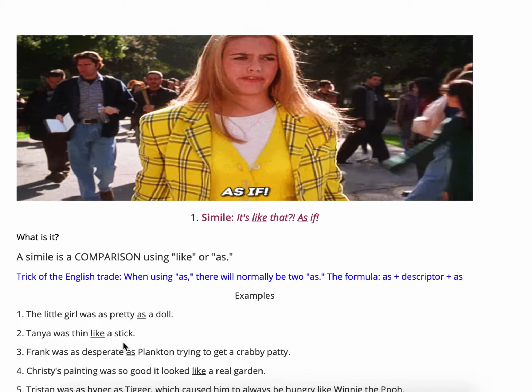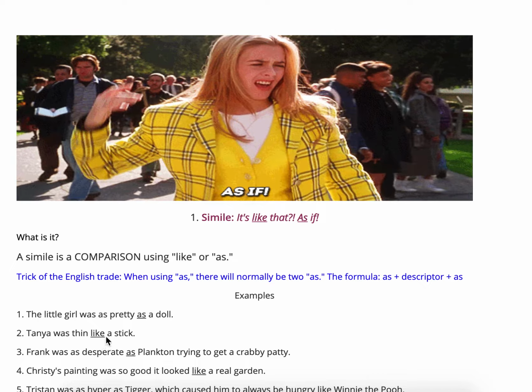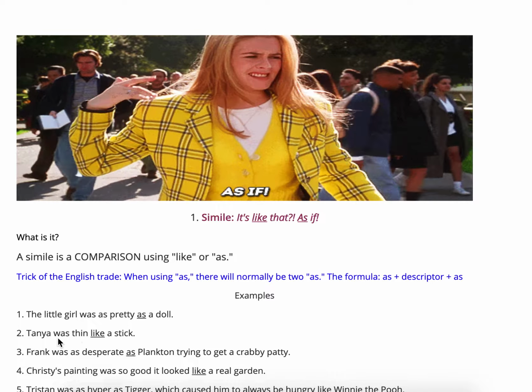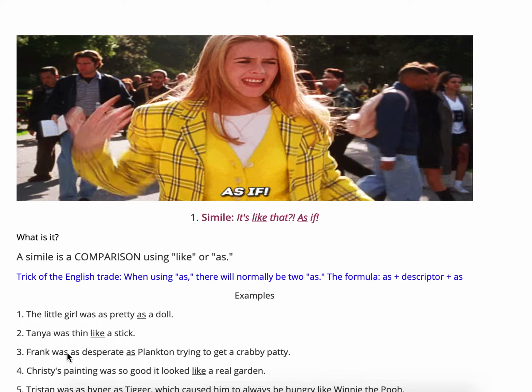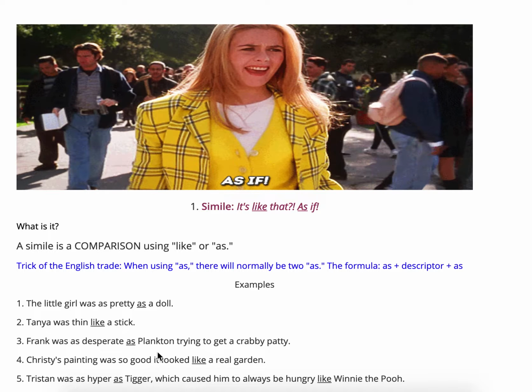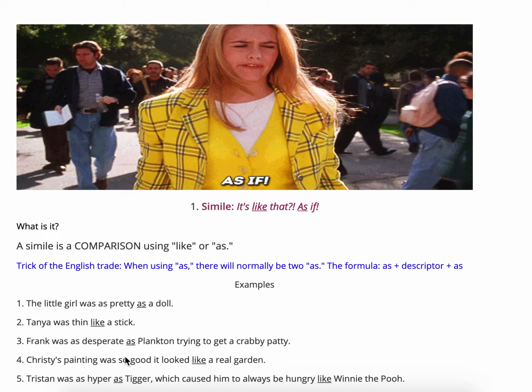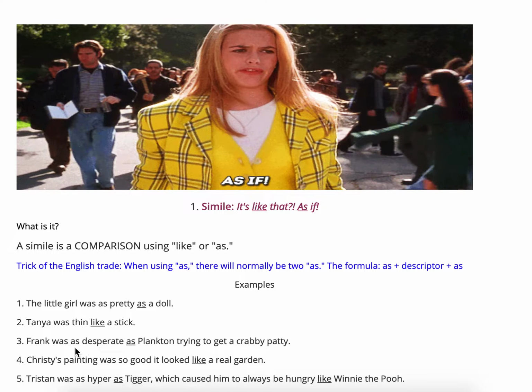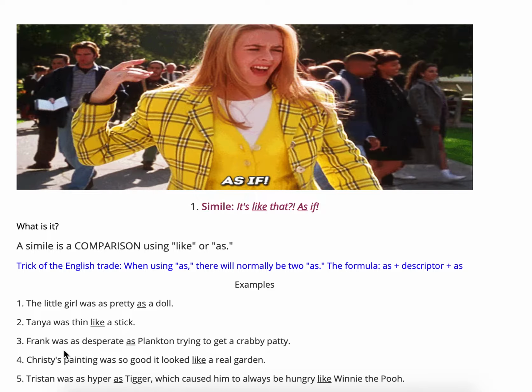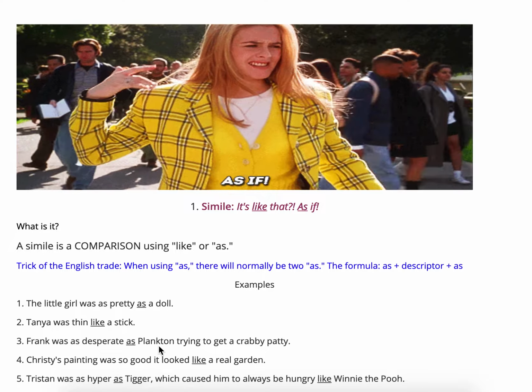Tanya was thin like a stick. This is a simile because we have like. It's comparing Tanya to the stick. Frank was as desperate as Plankton trying to get a Krabby Patty. So again, here's our formula, as, descriptor, as, and it's saying that Frank is compared to Plankton.